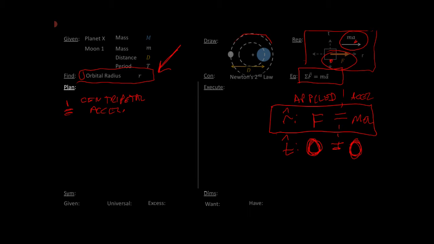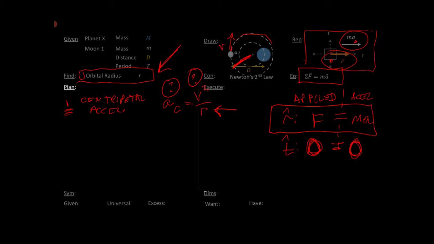First concept: the centripetal acceleration is equal to the linear speed of the moon squared over the orbital radius. So this radius here, not that distance, this radius here. We're looking for r. And we don't know either of these quantities. We don't know AC and we don't know V.